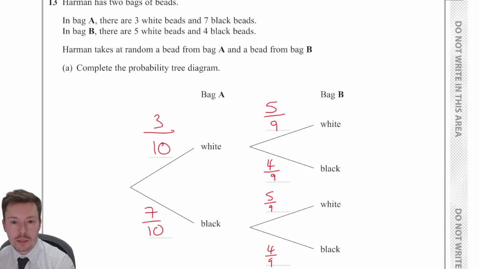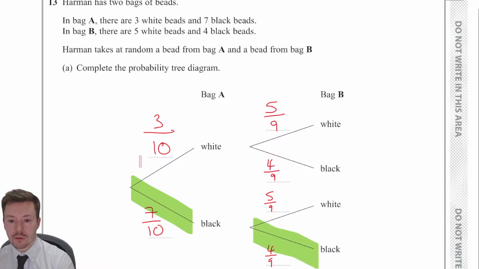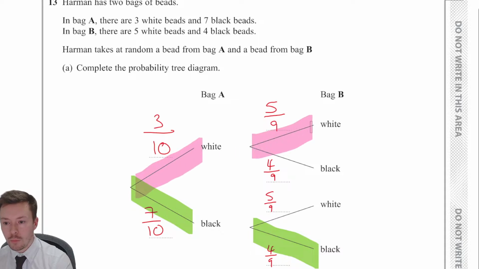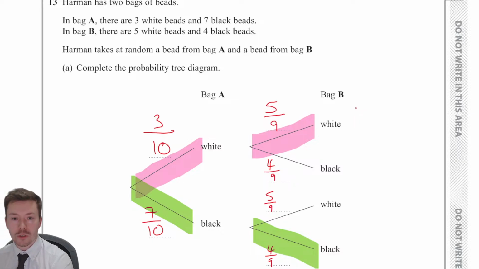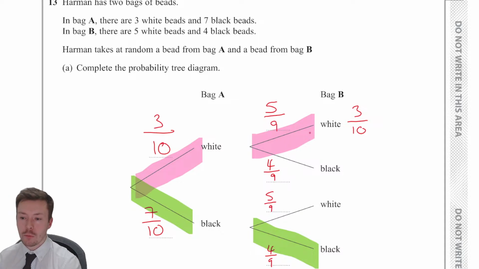Work out the probability that Harmon takes 2 beads of the same colour. So we could have black and black, or we could have, I'll do it a different colour, white and white. Okay, so there are 2 different options, and what I would suggest you do with tree diagrams is write these routes or these options at the end.